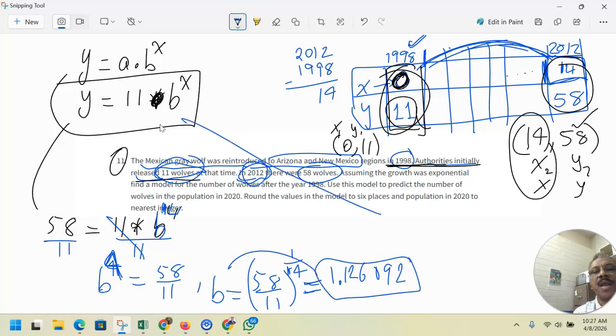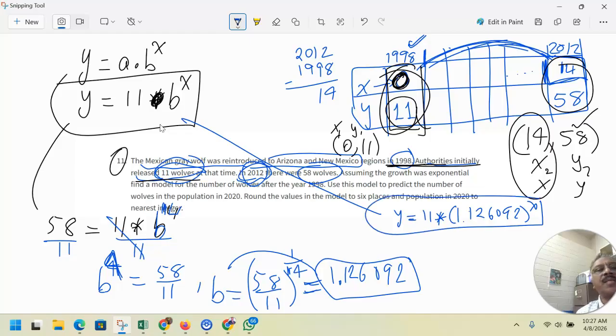And now the final answer is y is 11 times 1.126092 raised to x. So what does x stand for? X is the number of years since 1998. So x stands for how many years have passed since 1998, and y is the population of gray wolves after x number of years. It could be 1 year, 2 years, 3 years, 4 years, 5 years, 6 years, like that, and you get the output.